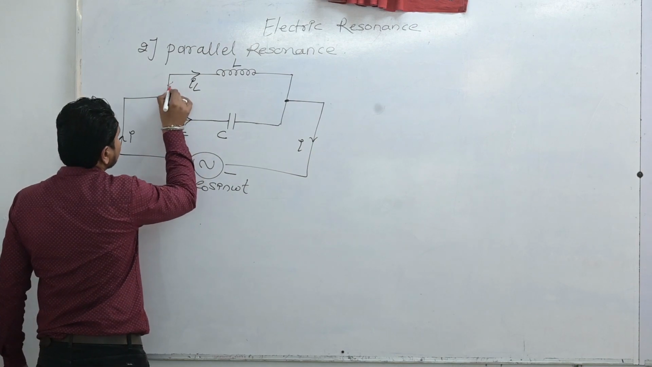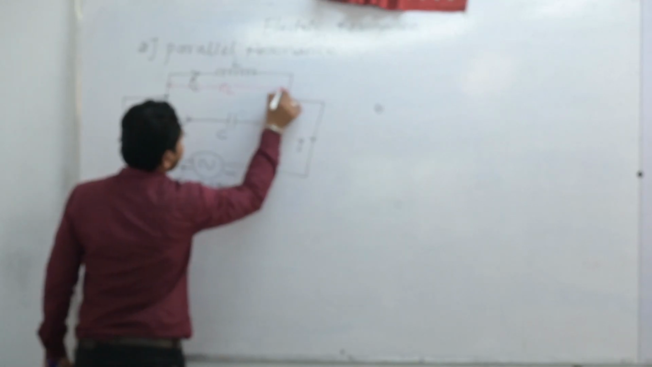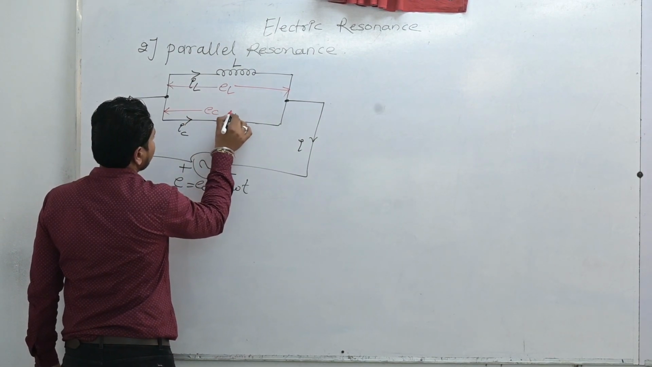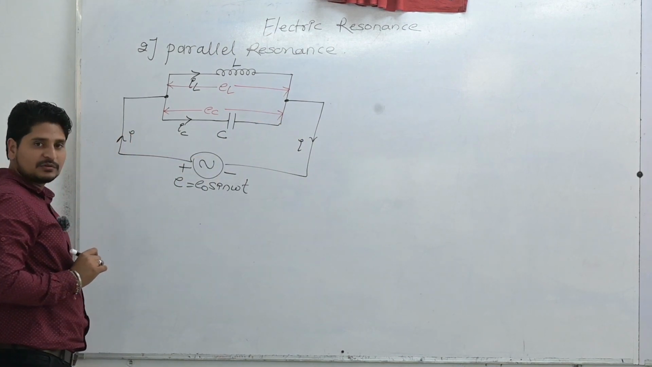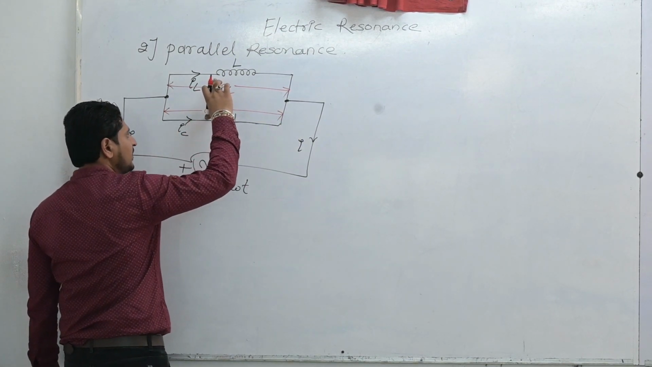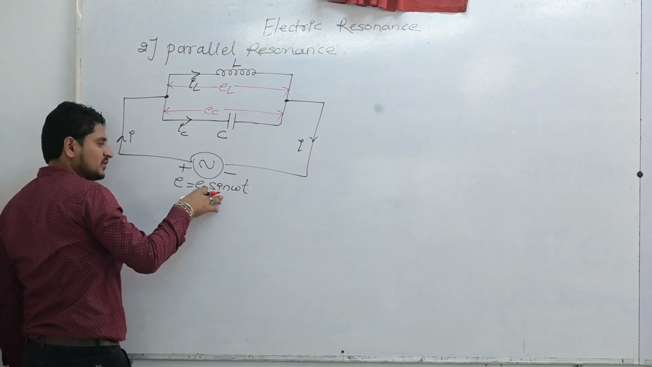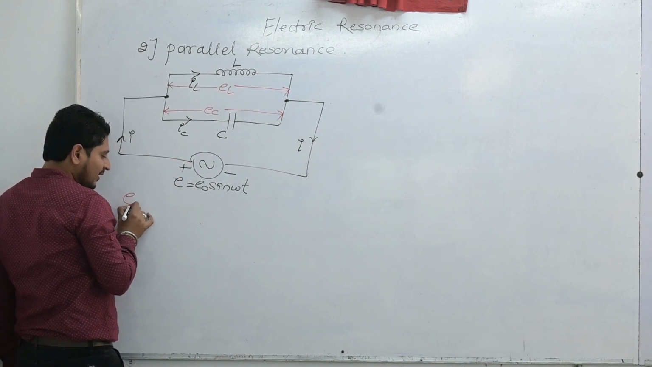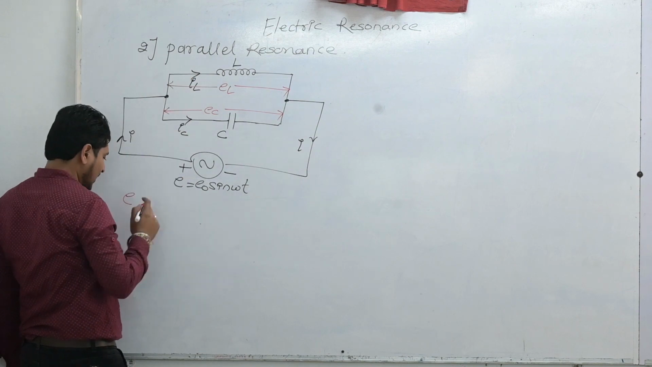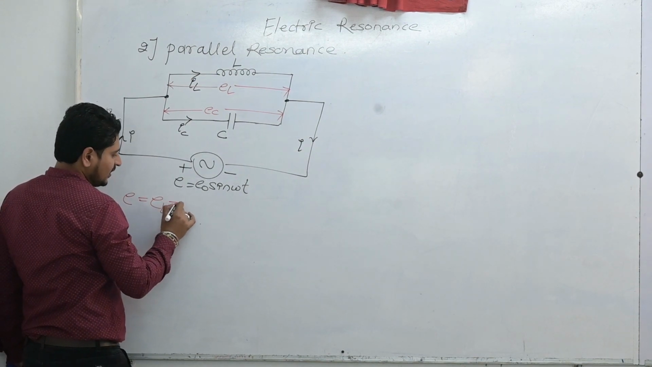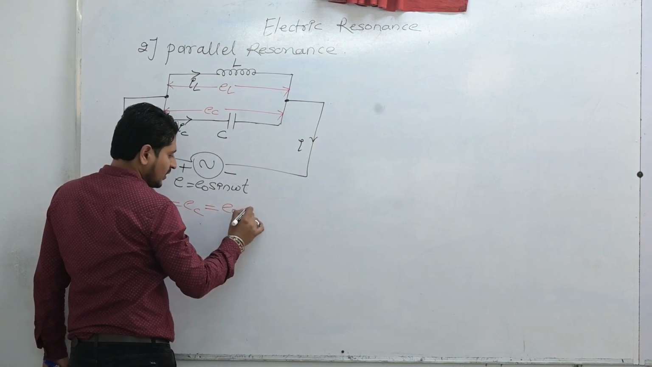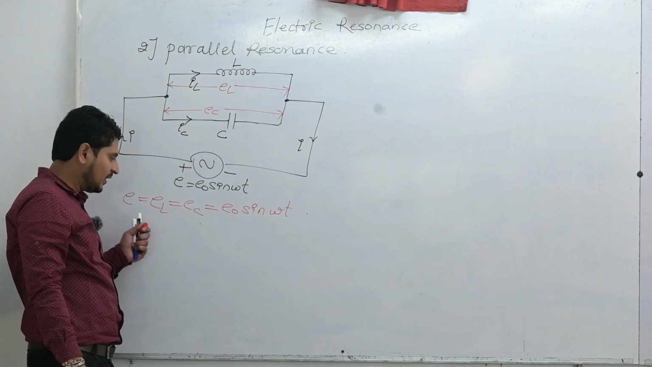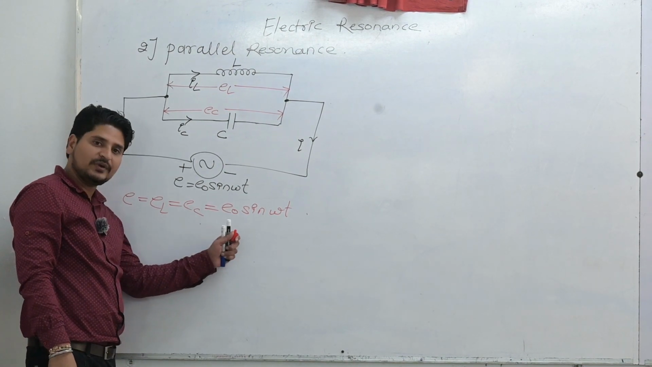So due to this parallel connection, this is EL, EMF across inductor, and EC, where EC is EMF across capacitor. Due to this parallel combination, this should be the same, and this should be equal to this value, because alternating EMF is connected across this parallel combination. So we can write here, due to parallel combination, all three are the same. So E is equals to EL is equals to EC, which is nothing but E naught sin omega t. If I put sin omega t as 1, E should be equals to EL, should be equals to EC, should be equals to E naught.